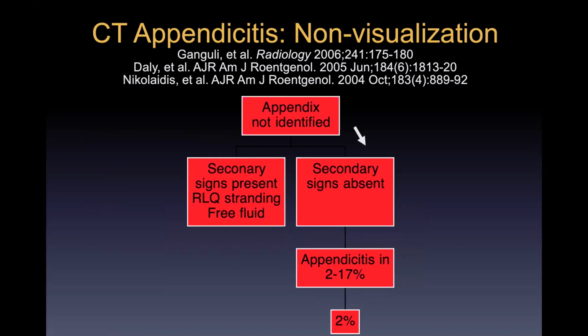But then there was a series of study after study in a row that all showed that if you do not see the appendix, but you do not see any inflammatory changes, the likelihood of appendicitis is about 2%. And I know just from looking at internal statistics at UCSF, it's similar. It's about 1.5%. So this is a good number.